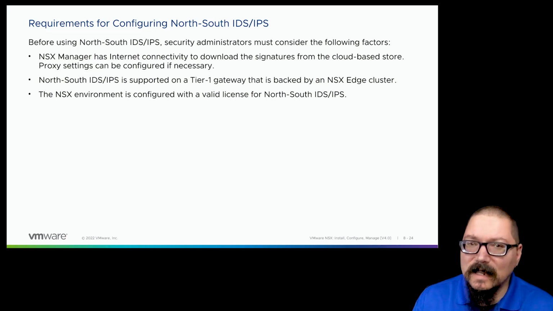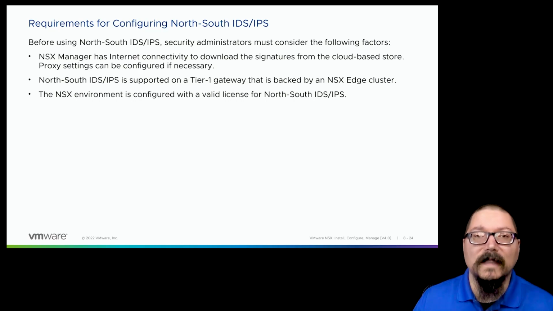Again, I still need internet connectivity for manager. I still need an appropriate threat prevention license for this to work, right? So we've got to think about that. Our tier 1 gateway has to be backed by an edge cluster because this is a service that runs on the edge node, right? This is part of the service router.